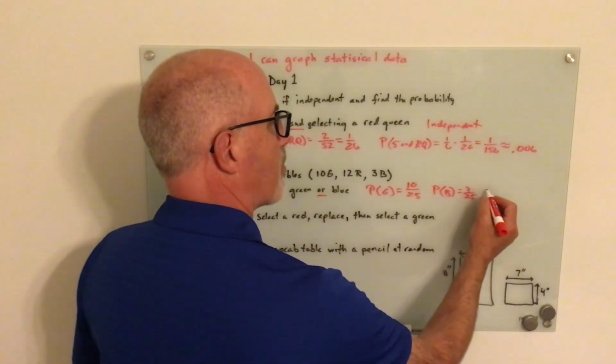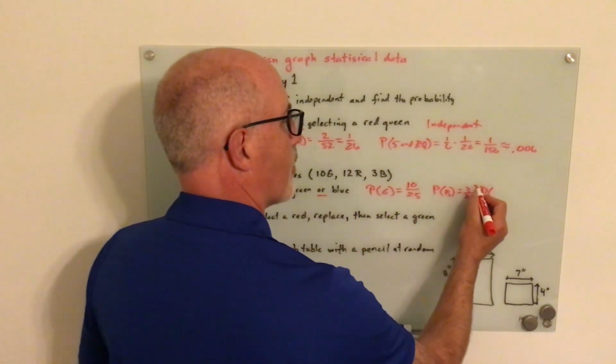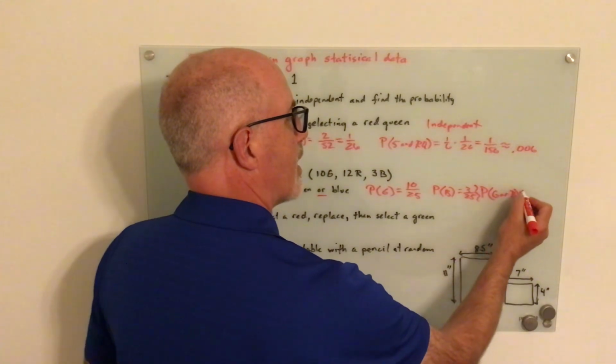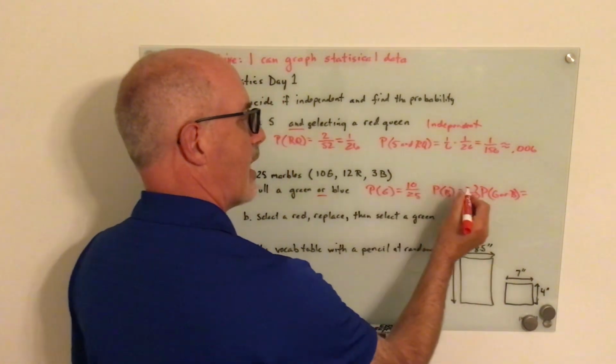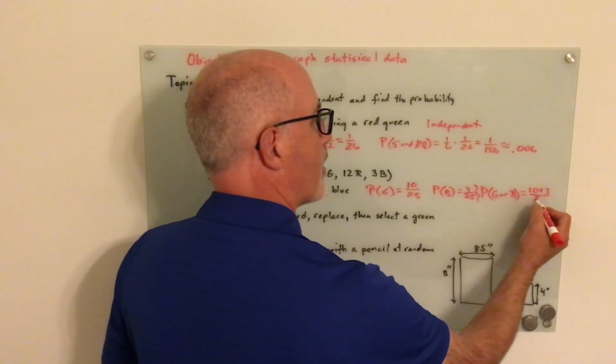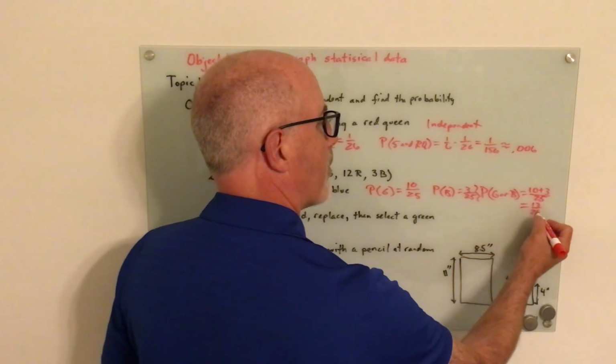So when we get the probability with this word or, green or blue, that's going to equal adding these two together. So 10 plus 3, because they have the same denominator, over 25. It gives us 13 over 25 for our probability as a fraction.